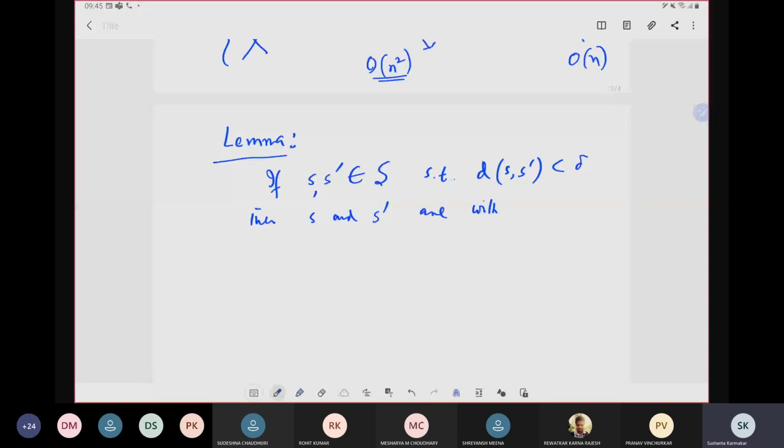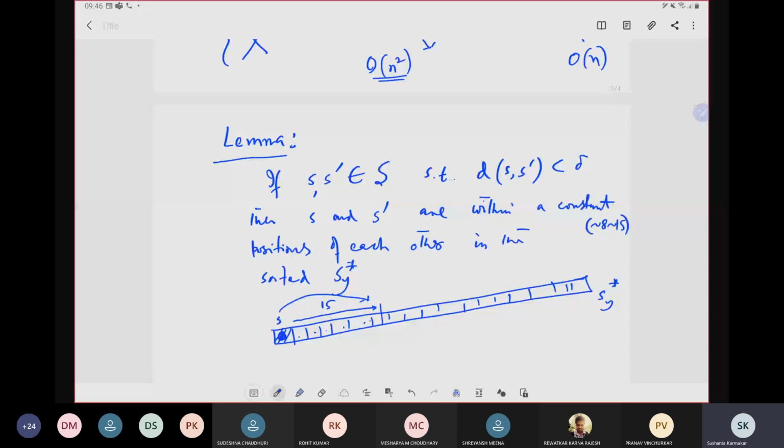Let's say 15 positions. I do not need to check the entire array. I check a constant number of next 15 positions. And I compare their distance. I calculate their distance and I check whether this is smaller than delta. So basically for every S I compare, I need to check another 15 points in this sorted one.